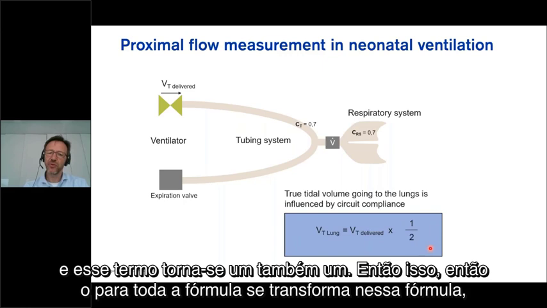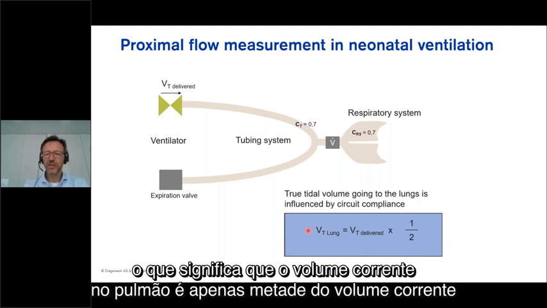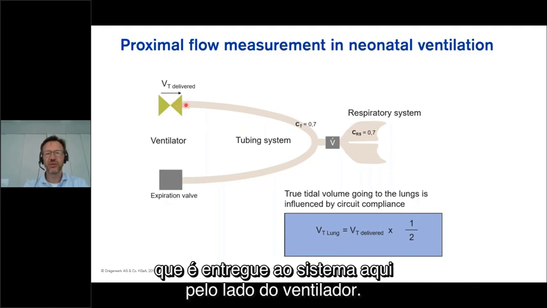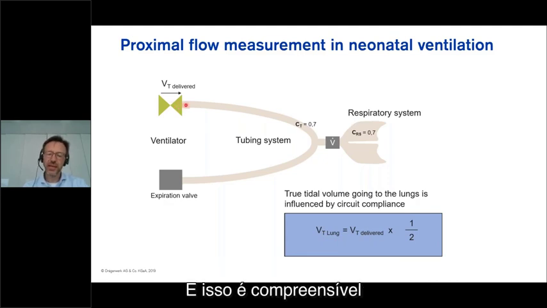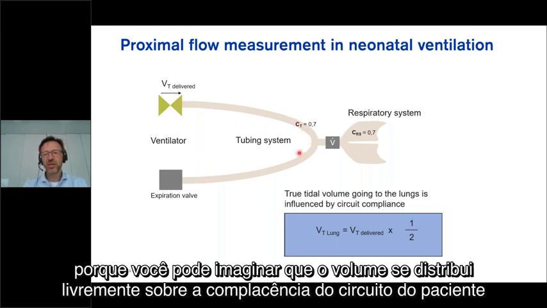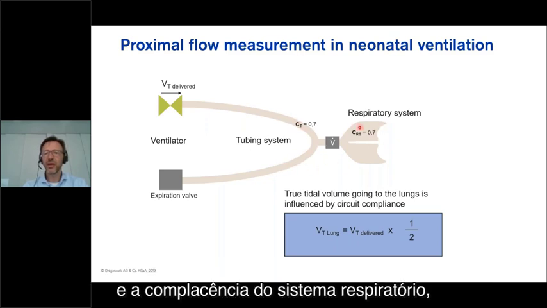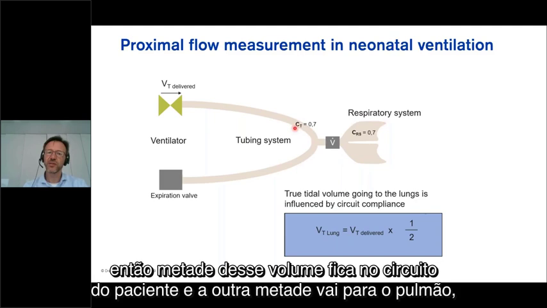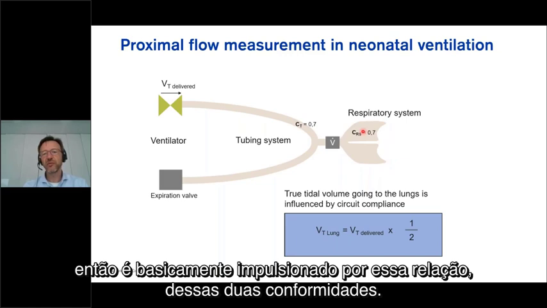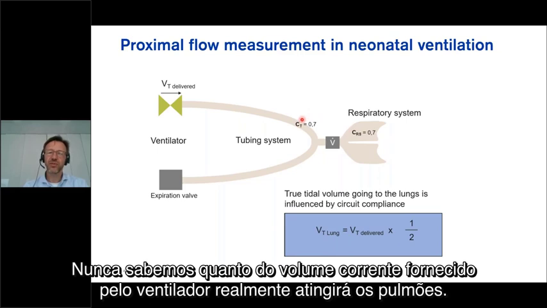So then the whole formula turns into this formula, which means the tidal volume in the lung is just half of the tidal volume delivered to the system from the ventilator side. This is understandable because you can imagine that the volume distributes freely over the compliance of the patient circuit and the respiratory system compliance. So half of this volume stays in the patient circuit and the other half goes to the lung. It is basically driven by the relationship of these two compliances, how much of the tidal volume delivered by the ventilator will really reach the lungs.